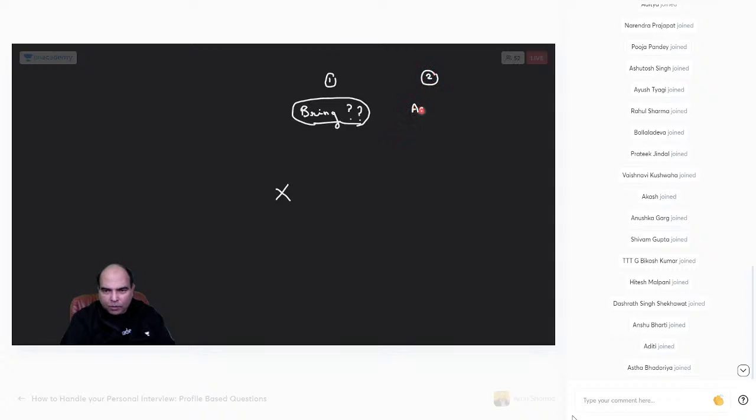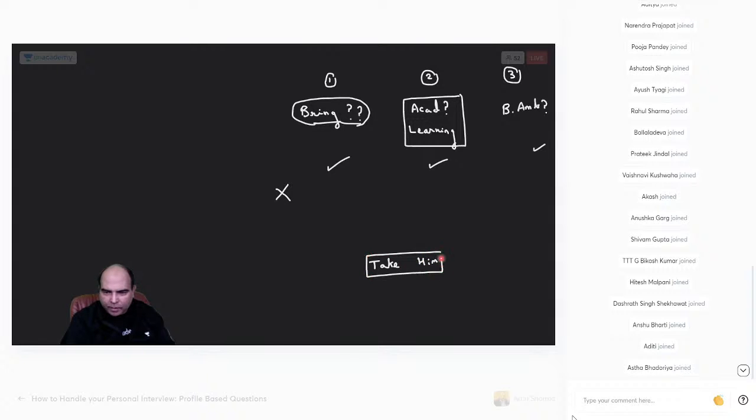How will this guy do academically and learning wise? And the third thing I want to judge is long term. Will this guy become a brand ambassador for me? If I can tick these 3 boxes, my interview answer would definitely be take him. I'm not going to look at the profile. I'm not going to look at why he got 62 in 10th. My answer is going to be take him. My decision is going to be take him.